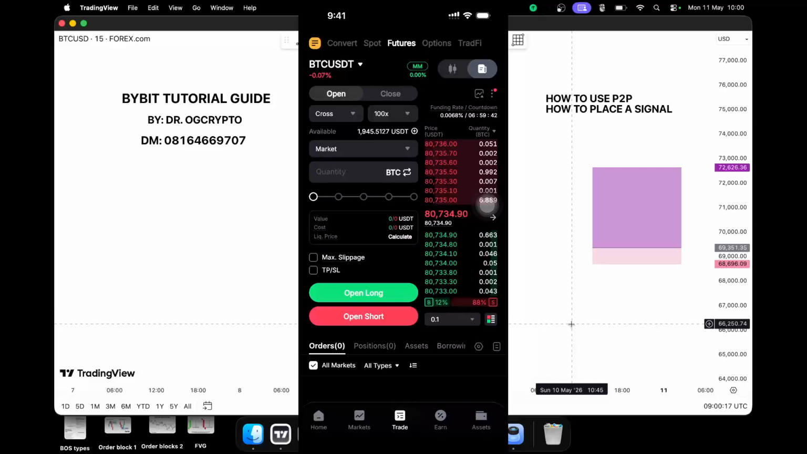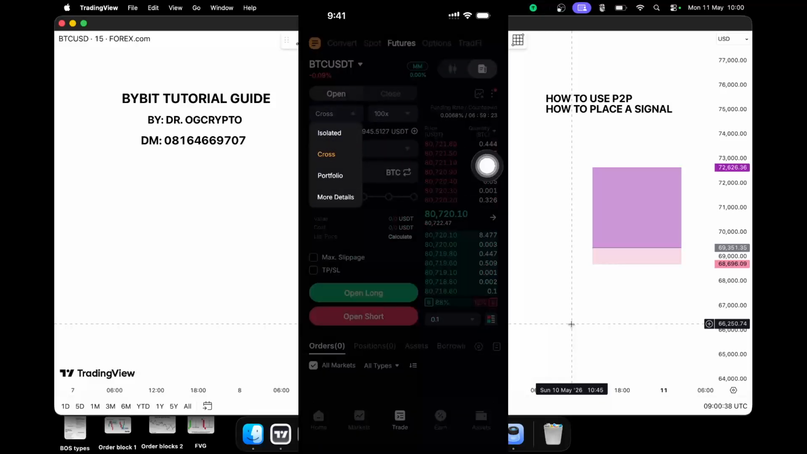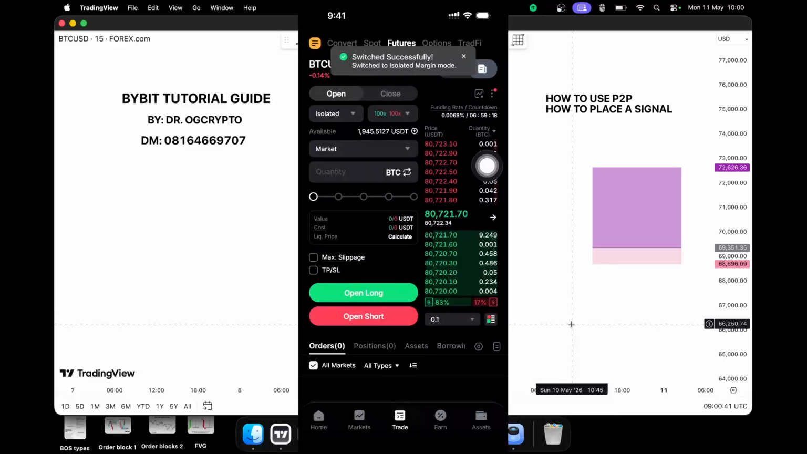Another advantage of cross is that, let's say you enter a trade with $10. That $10 is still available. Let's say the trade is now giving you an additional $10 profit. So that will be $20. That $20 is still available for you to take more trades. But if you are on isolated, if you enter a trade with $10 and you've made $10 more in profit, you cannot use that extra $10 profit to take other trades, because you've already locked that $10.